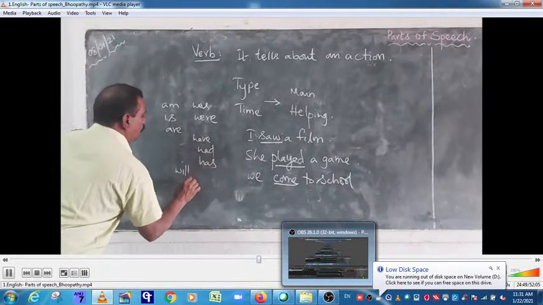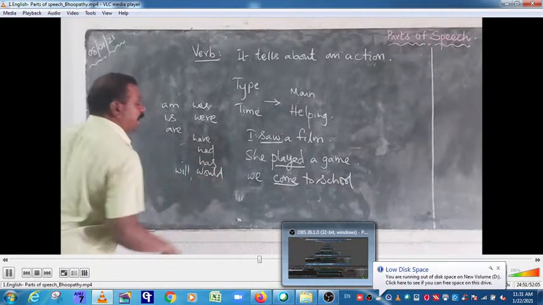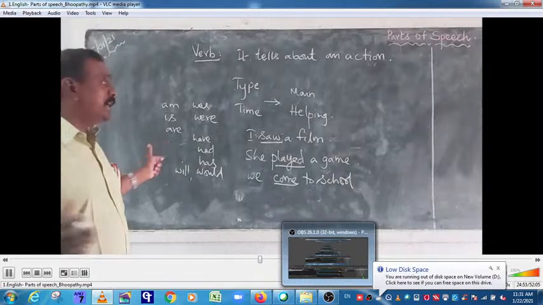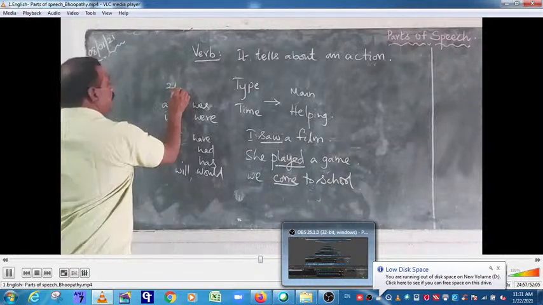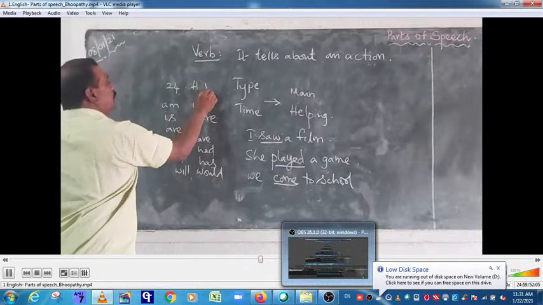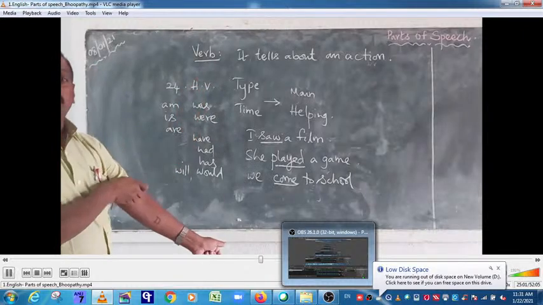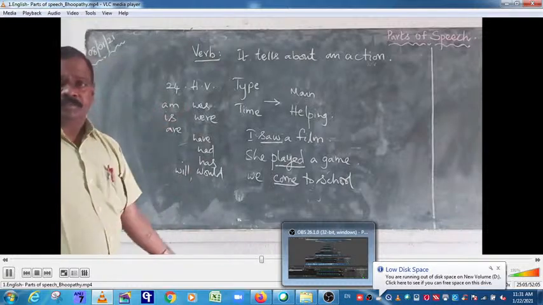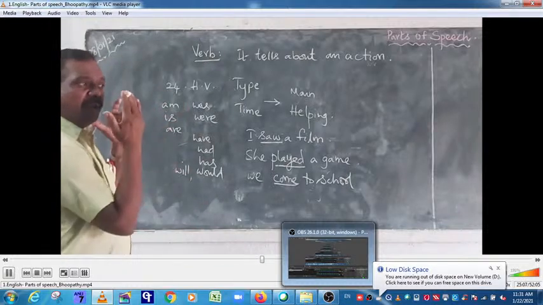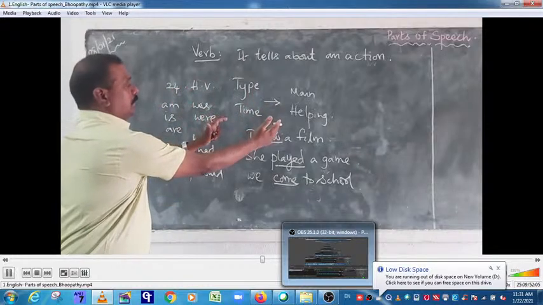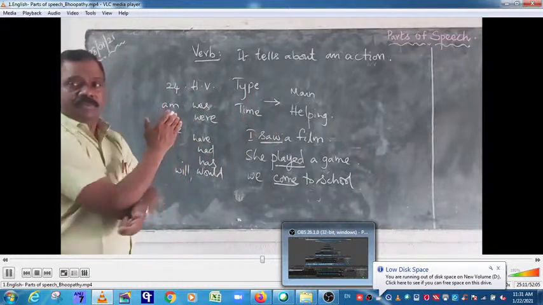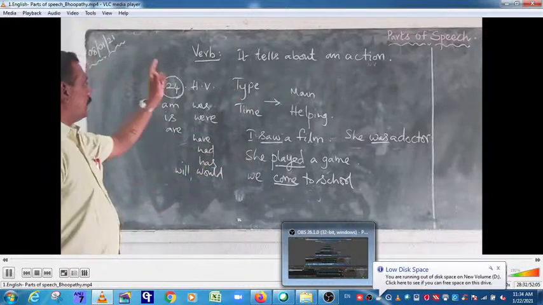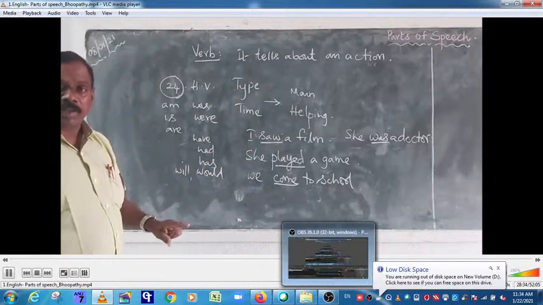Will, would, shall, should, can, could, may, might. So there are about 24 helping verbs in English. There are 24 helping verbs in English. They are also verbs. But what may be the main difference between the main verbs and the helping verbs? That is, in addition to all these main verbs, the helping verbs are also important.